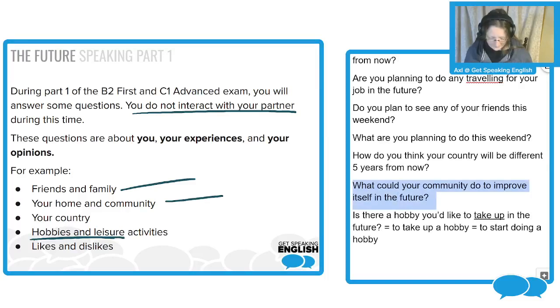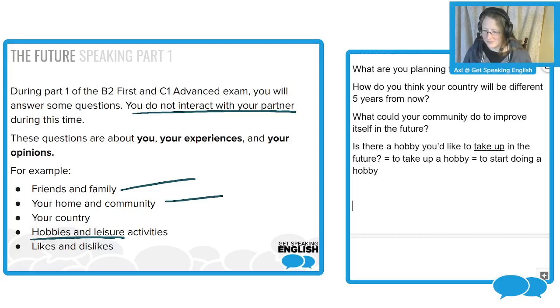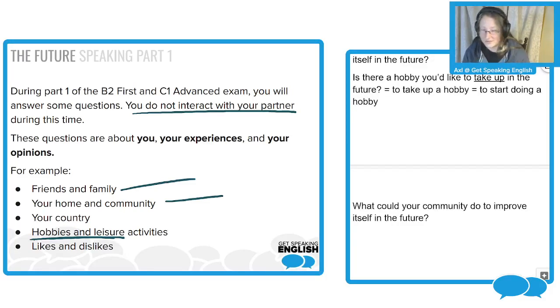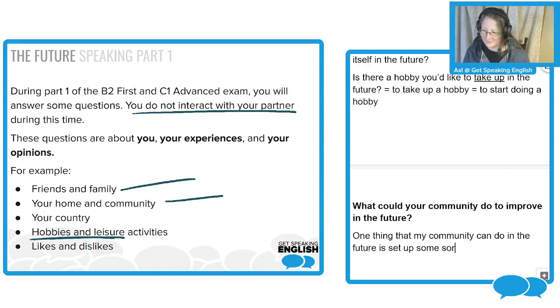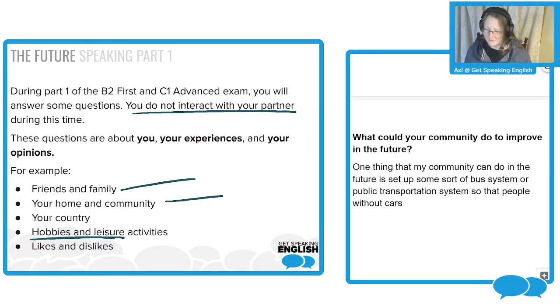Let's pick one or two and think of a couple of good examples, and feel free to write an example answer in the chat, and I'll give you a bit of a correction. We can add it to our list, but for example, what could your community do to improve in the future? So here I could say, one thing my community could do to improve: I actually live in a region that doesn't have any public transportation, so maybe one thing that my community can do in the future is set up some sort of bus system or public transportation system so that people without cars can get around more easily. So that would be something.